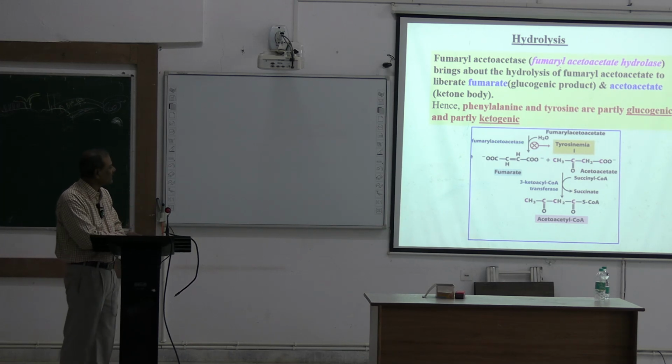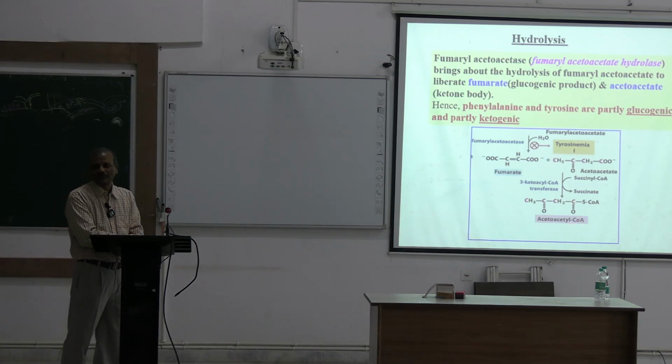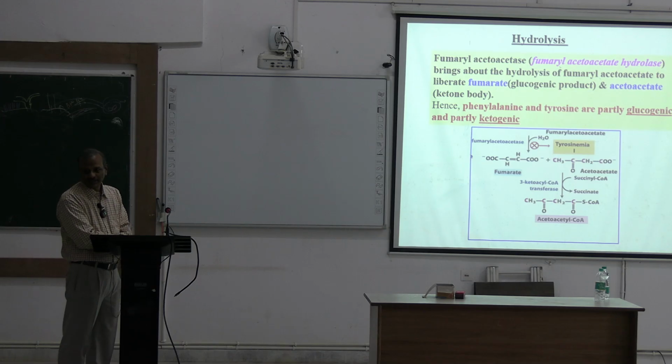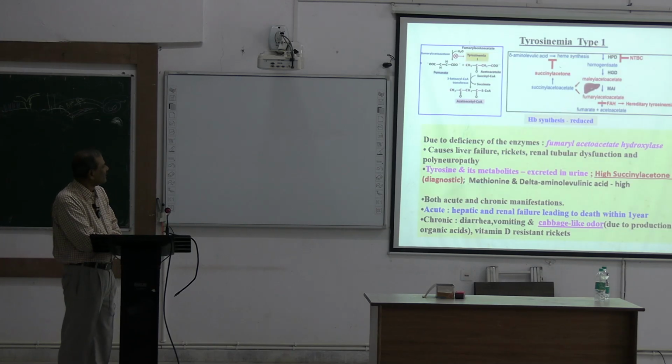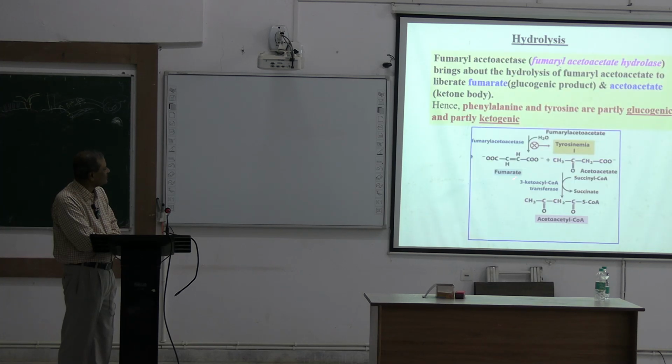Now, if this enzyme is blocked, you see, because it finally yields two structures, one is fumarate, which is glucogenic, and acetoacetyl-CoA, which is ketogenic. Phenylalanine and tyrosine both act as glucogenic and ketogenic amino acids. Now, if this enzyme is blocked, fumarylacetoacetate will be accumulated, isn't it?